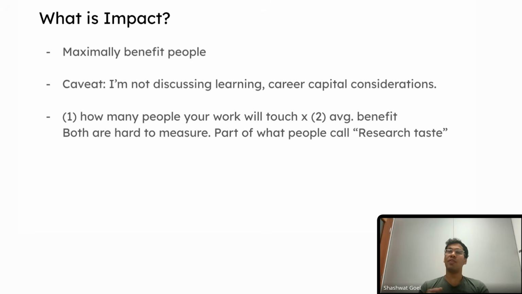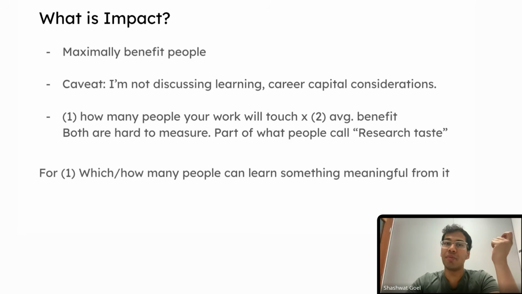And for both of these, before you start your project, or even when you put out your paper, it's very hard to predict what each of these will be, but you can do things that increase your chances of touching more people and benefiting them more. And part of why people think research is hard is because this question is very hard to measure. It's very difficult to know what to solve or what problem to try and tackle, and picking that is what people call research taste. How you pick a problem really depends on how many people you think solving this problem will impact, or how much it will benefit them.